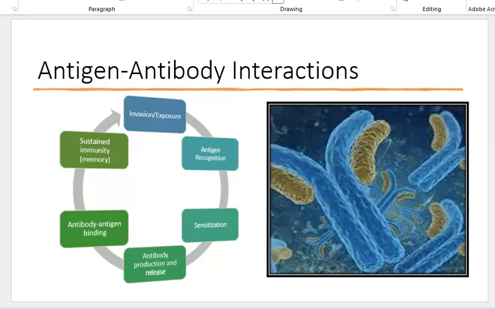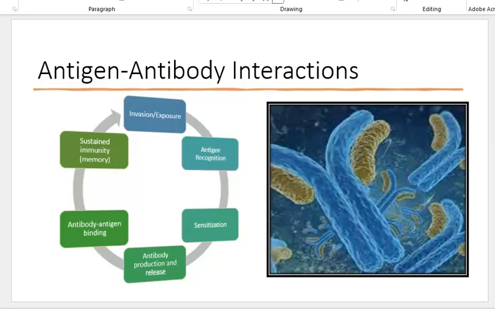And I've misspoken. It's not page 315. It is page 327, figure 16.10. So to go over these steps, with these steps, the body learns to make enough of any specific antigen to provide long-lasting immunity against specific organisms. So number 1 is invasion and exposure.